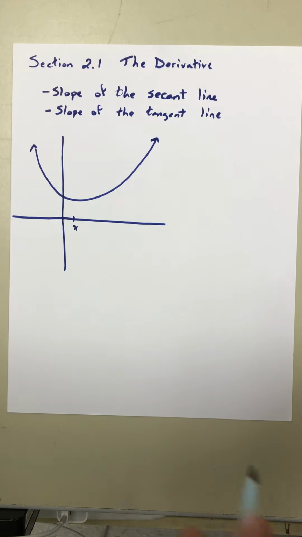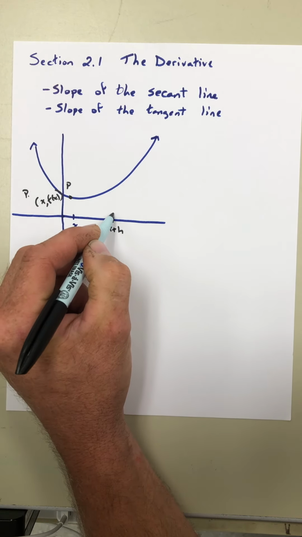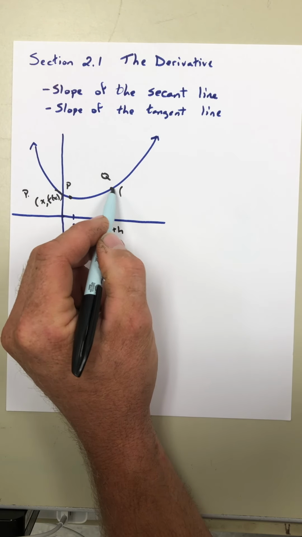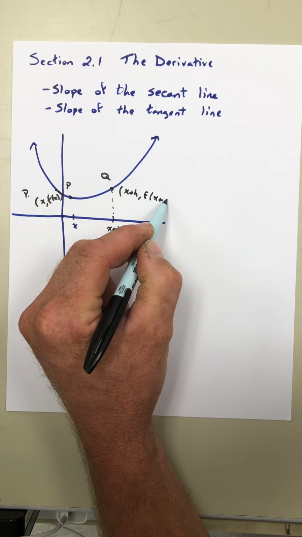So if you remember from that video, we were given a point P, and that point P correlated to an x value. We can also get a y value out of that. So we can get x and f of x. So I got my x value and my y value for point P. Then what I did was I wanted to come over here to get my x plus h. And that gave me my point Q. And that also gives me the coordinates of that point, x plus h and f of x plus h.